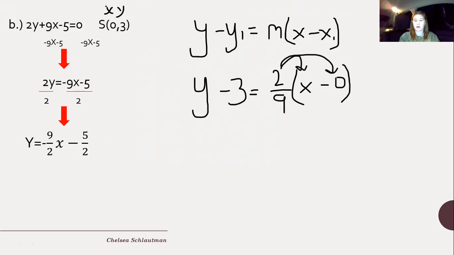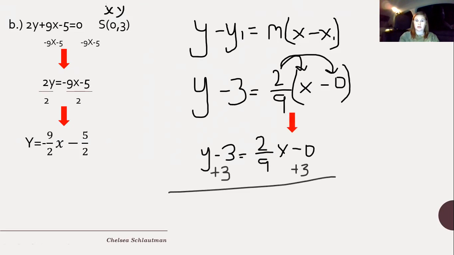Again, we're going to distribute across. We're going to multiply 2/9 times x and 2/9 times 0, which will give us y minus 3 equals 2/9x minus 0. Again, we need to get y by itself. So to continue on there, we're going to add 3 to both sides, and we have our final answer, y equals 2/9x plus 3.